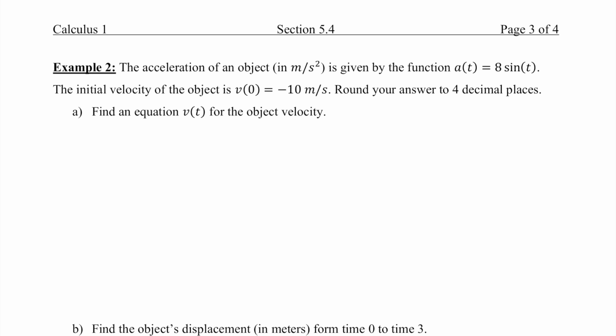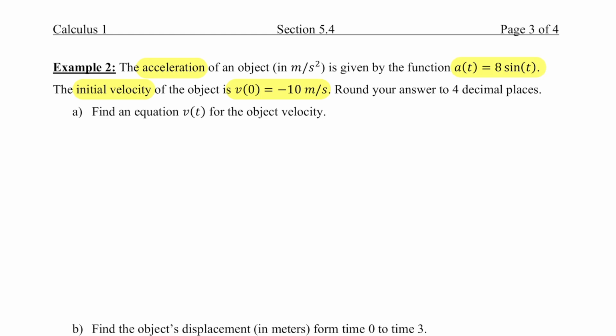Now, let's look at example 2, where we apply the net change idea to motion. We are told that the acceleration of an object is a of t equals 8 times sine of t, and the initial velocity is v of 0 equals negative 10. Remember the relationship between position, velocity, and acceleration? Acceleration is the derivative of velocity, and velocity is the derivative of position.